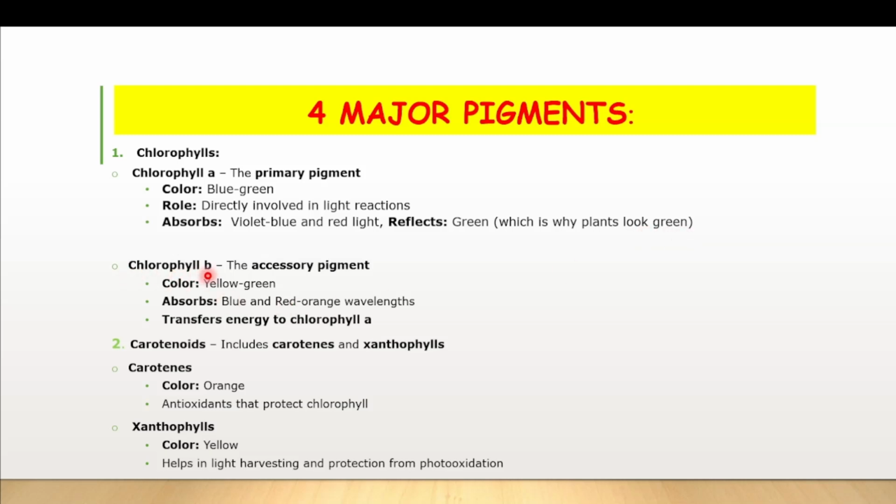Next is chlorophyll B. It is the accessory pigment. Its color is yellow-green. It absorbs blue and red-orange wavelengths and transfers energy to chlorophyll A.